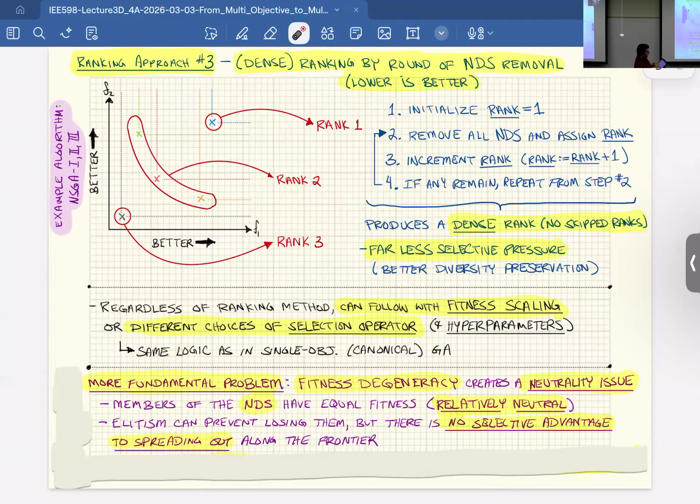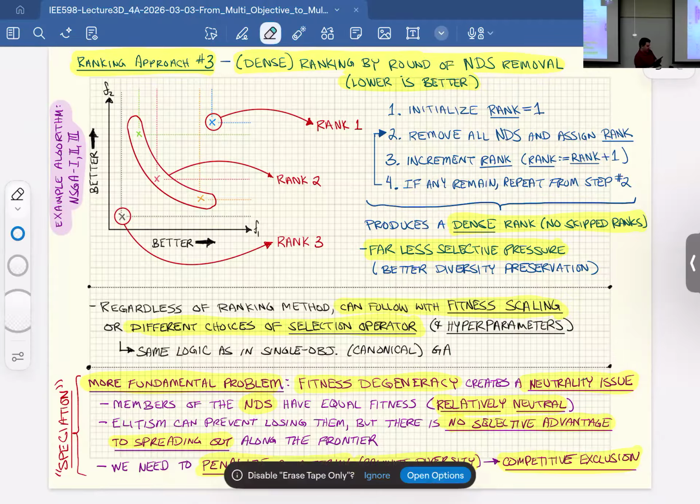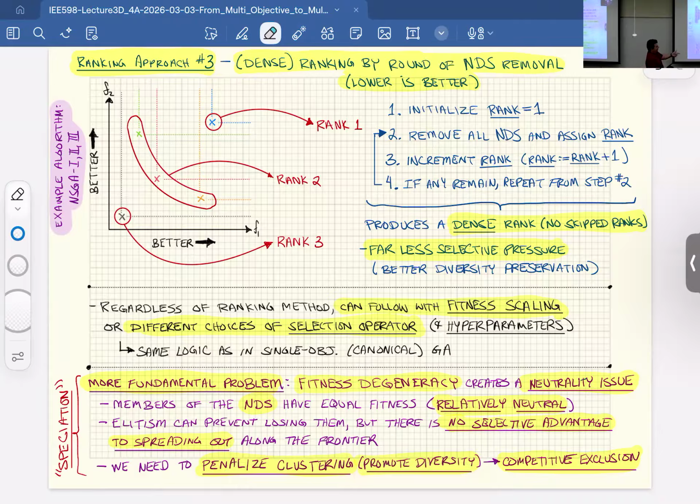Elitism is an approach that can be used to prevent losing individuals, so that will help guard against drift, but how do we spread out? That's what we're trying to get to here. This is where we want a new mechanism to add to Pareto ranking, one that operates in parallel with Pareto ranking, penalizes clustering and promotes diversity. And this is that competitive exclusion.